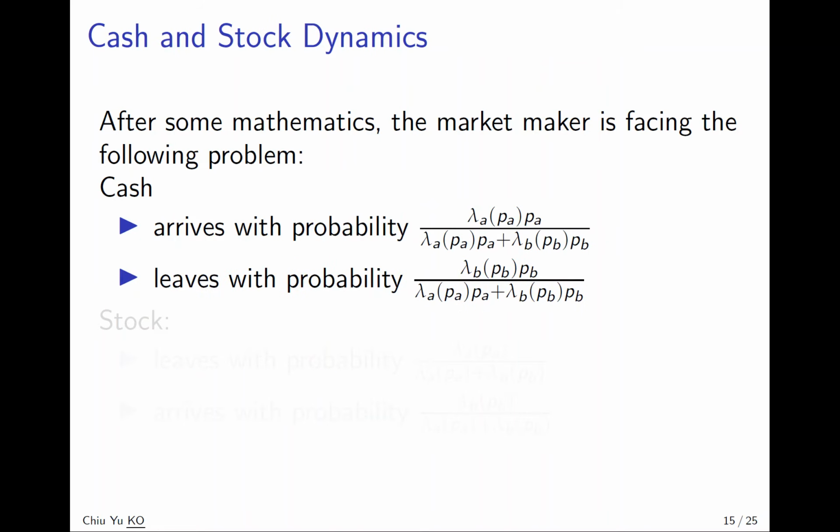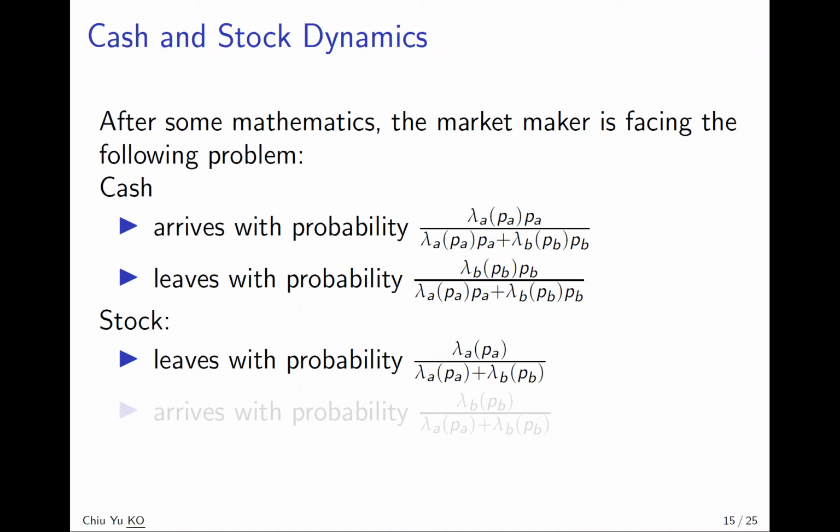Similarly, for the leaving probability, the numerator is the rate of cash leaving, and the denominator is both the arrival rate of the cash and the departure rate of cash. Similarly for the stock, it is the same. The stocks leave at a fraction where the numerator is lambda A and the denominator is lambda A plus lambda B, and it arrives with the complementary probability.